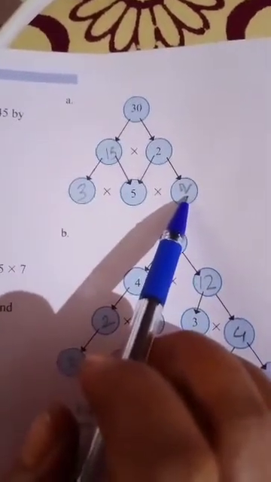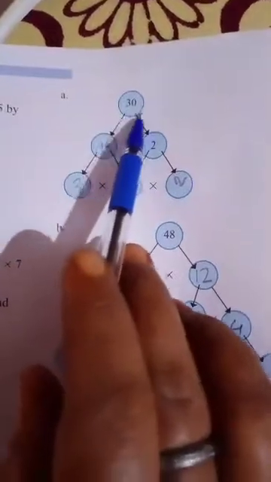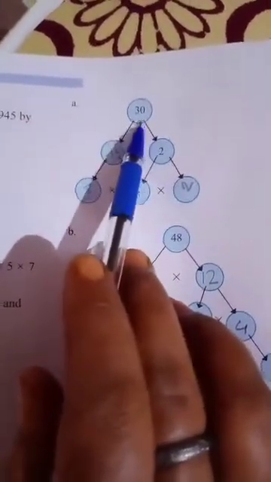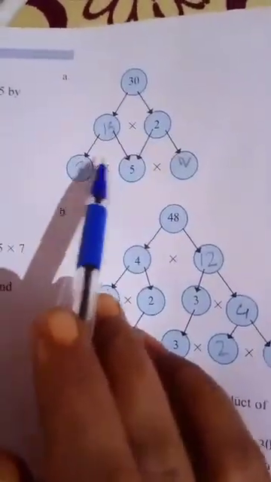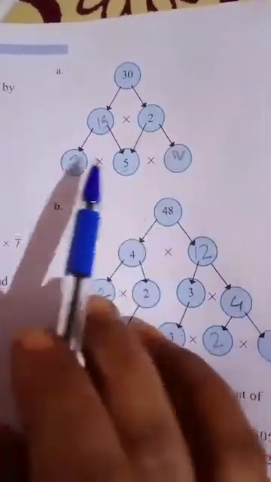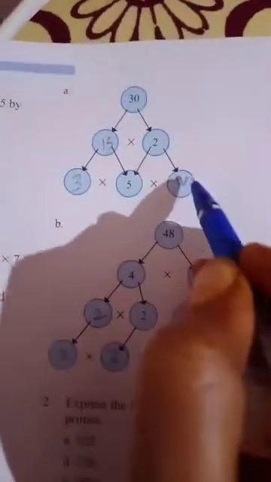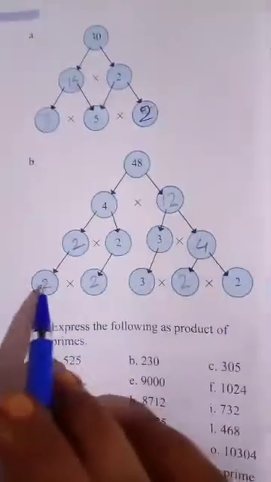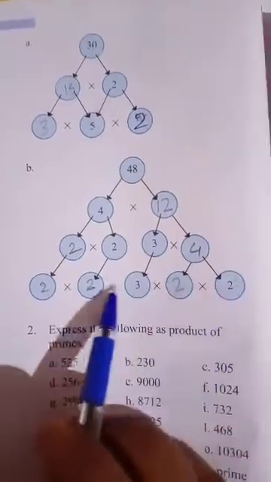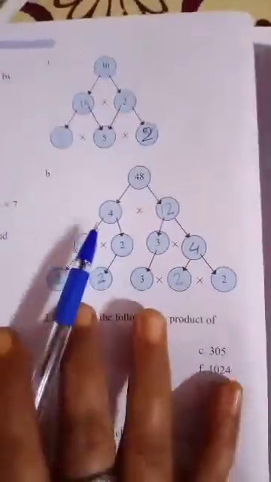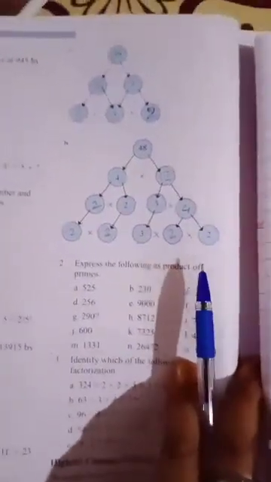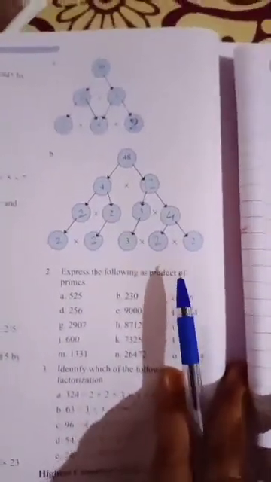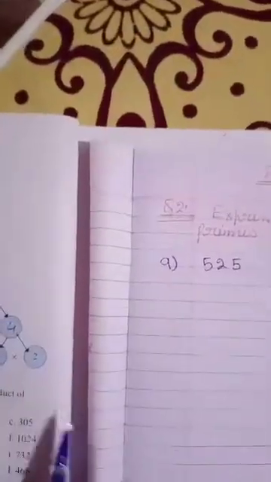So if we write the final factors of 30, what will it be? 3 into 5 into 2. Here it should be 2. Then 3 fives are 15, 15 twos are 30. For 48, whatever comes here will be the final factorization. So you will complete this question yourself, because you have learned this in earlier classes. Prime factorization you have learned earlier, but here I am going to repeat it.